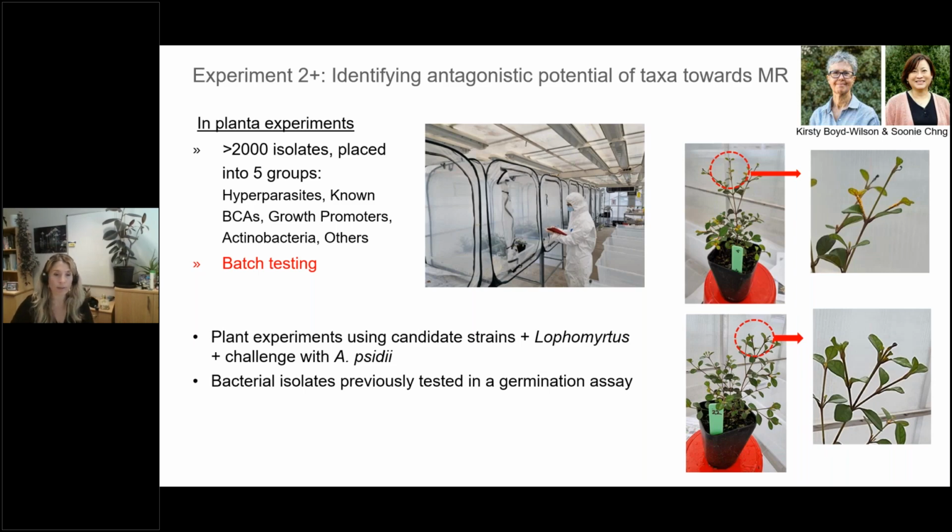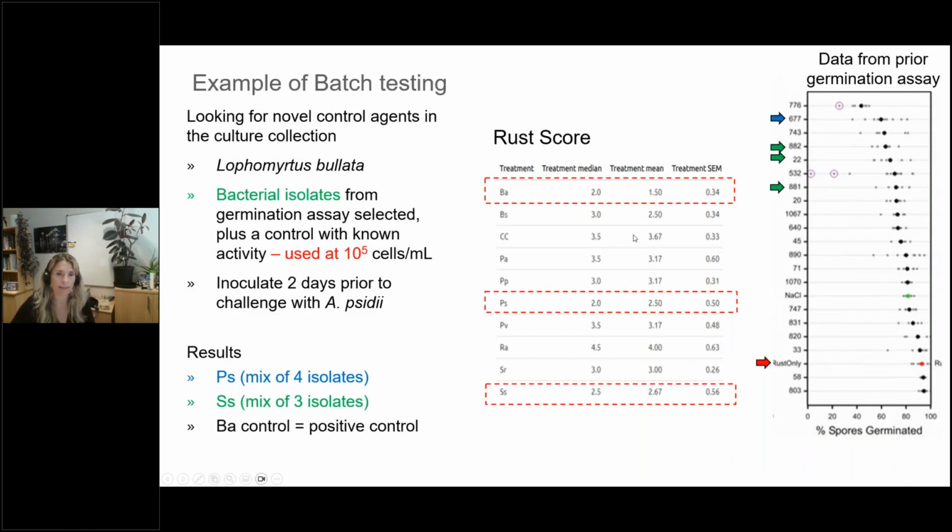So what we did was we applied the candidate strains to Lophomyrtus bullata, so this is ramarama, then challenged them with the rust 7 days later. And these bacterial isolates that we used had previously gone through a high throughput screen in a germination assay, so we'd already attempted to pre-screen from the 2,000 to get around 150 that we wanted to test through batch testing. And this is an example of the results we saw with the batch testing.